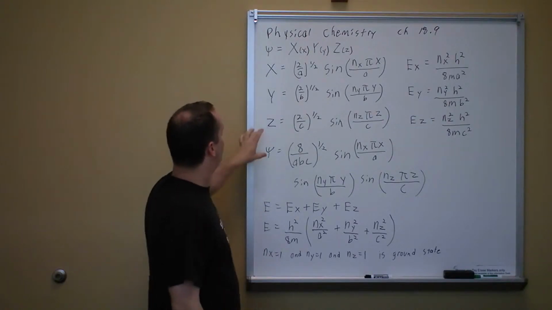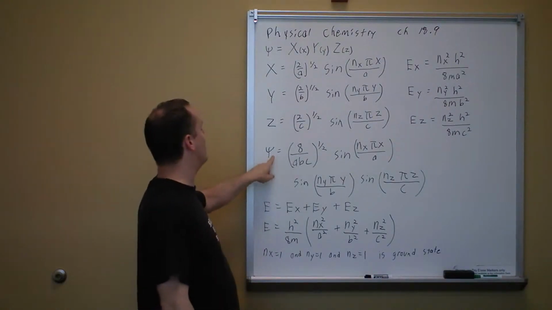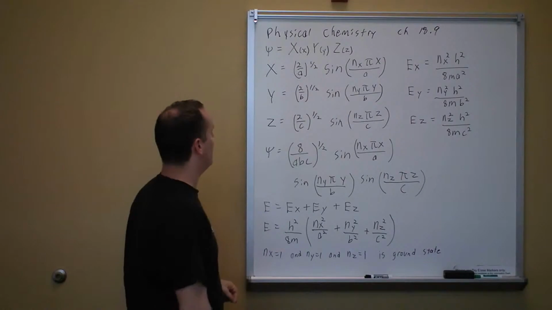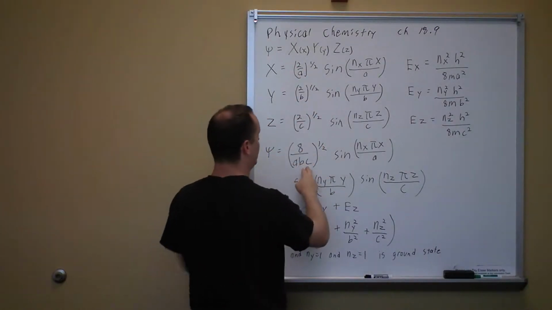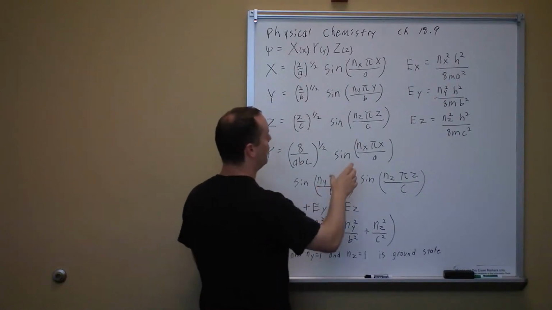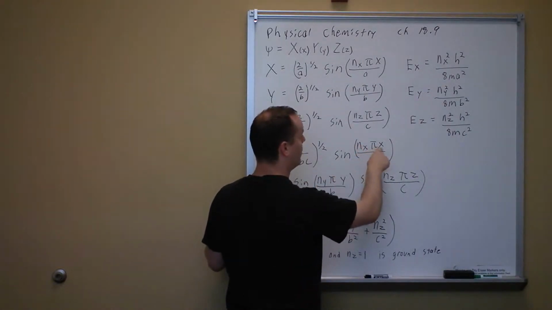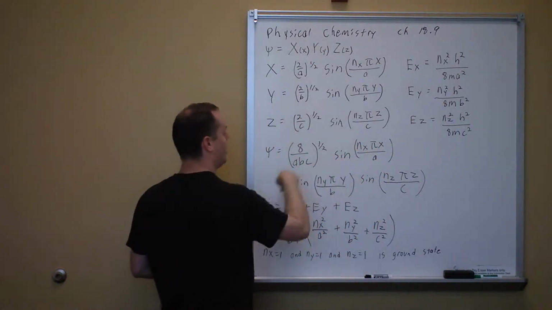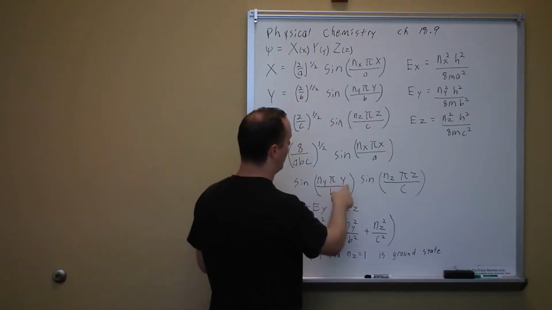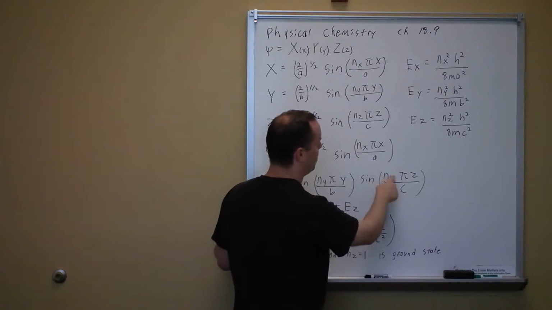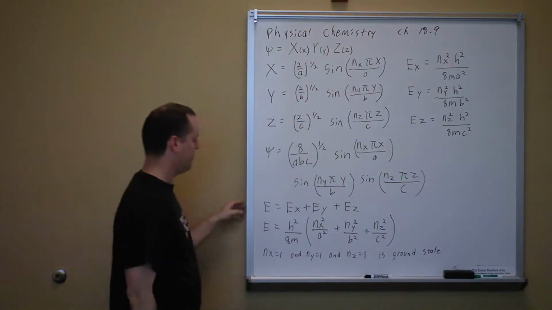So multiplying all those together, we get psi. Psi you could write as a function of x, y, and z. So you multiply these and you get 8 over abc, that's the square root, or 1/2 power. So you have your sine of nx pi x over a, times the next line here, I didn't have room to fit on one line, sine ny pi y over b, and then sine of nz pi z over c.